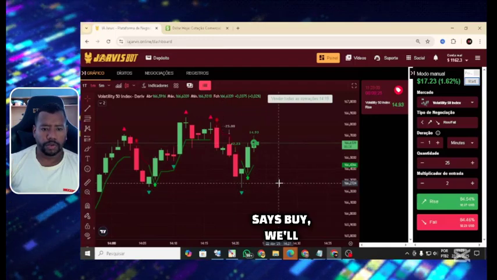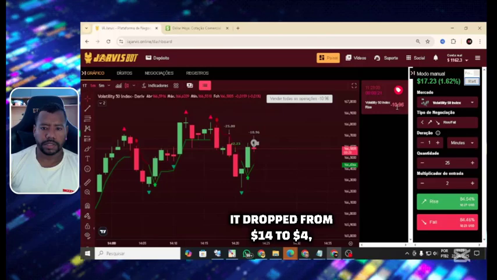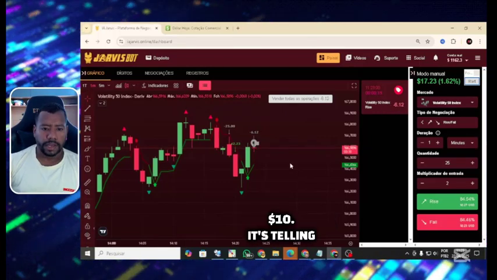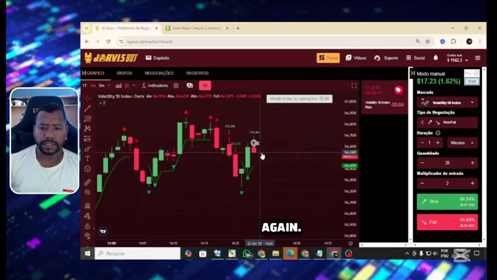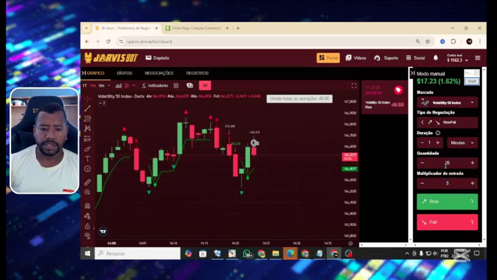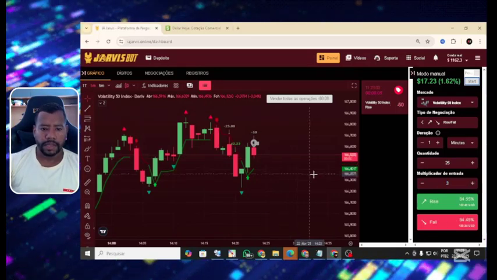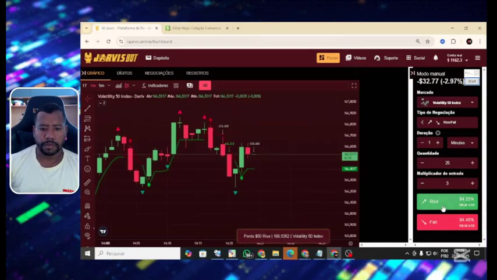The indicator says buy, we'll trust it. It dropped from $14 to $4, now we're down $10. It's telling us to make the purchase now. If we lose, no worries. Enter again. I used the multiplier here, didn't notice, but that's fine. Let's go. If it goes negative, we'll re-enter the trade, see? We lost that trade.